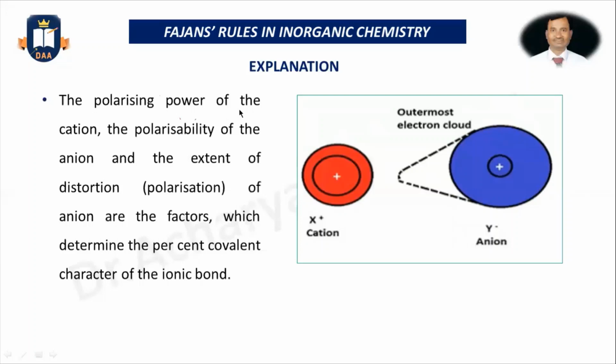The polarizing power of the cation, the polarizability of the anion, and the extent of distortion, which is called polarization of the anion, are the factors which determine the percent covalent character of an ionic bond.